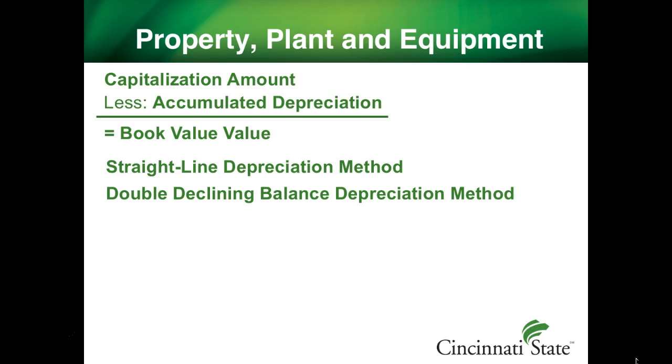The straight line method divides the depreciation base into equal amounts over the useful life of the asset, so the annual depreciation is the same every full year. This method is appropriate when the asset is used uniformly over its useful life.